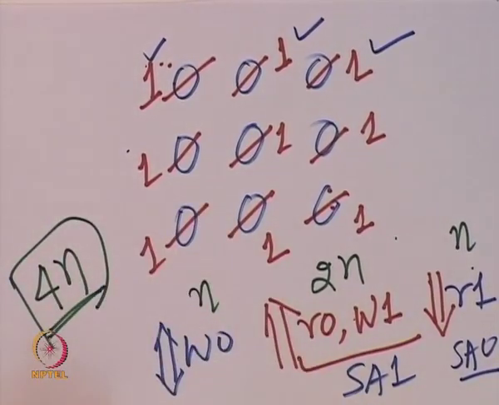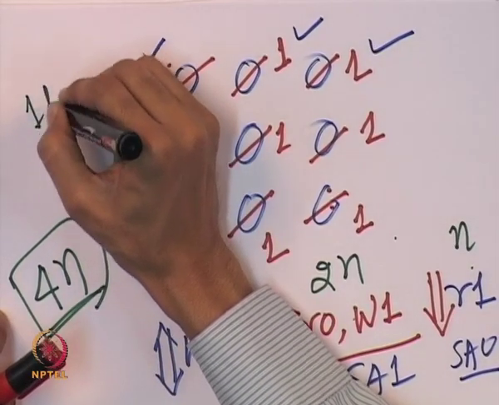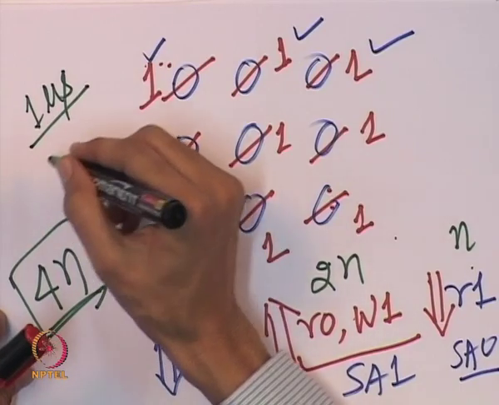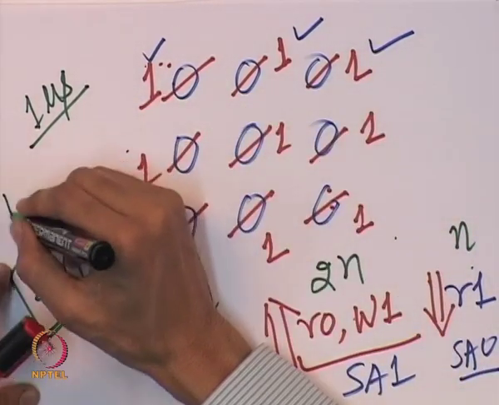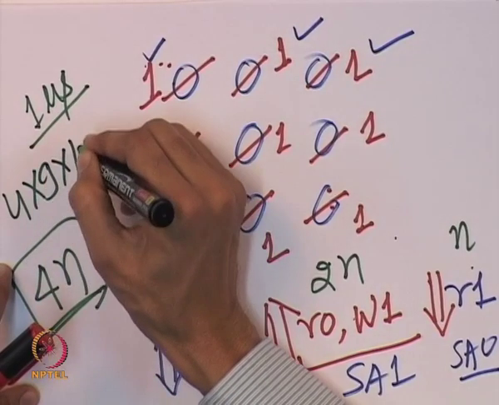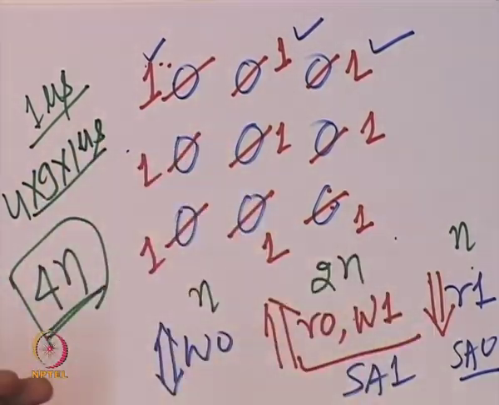So, you are accessing, if say 1 microsecond is the memory access time, and you have say 9 memory cells, in that case you need 4 into 9 into 1 microsecond as the test time for this memory. That is known as March test.